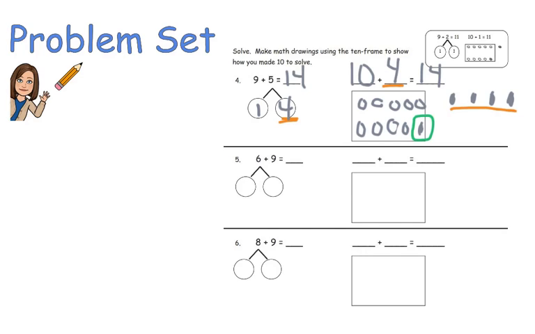Now for number 5, I'll draw the picture with you, and then I want you to solve the rest by yourself. So let's draw the picture together. We have 6 and 9. Okay, so I'm going to start by drawing 9 in our box to make our group of 10. So we're drawing 9 again. 1, 2, 3, 4, 5, 6, 7, 8, 9.